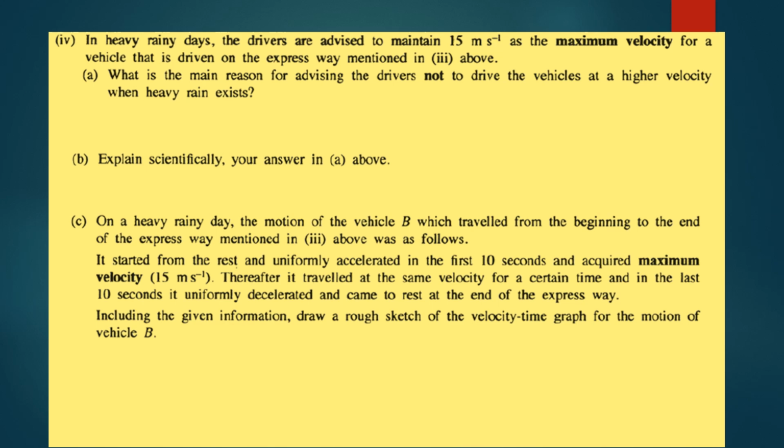Part 4. In heavy rain days, the drivers are advised to maintain 15 meters per second as the maximum velocity for a vehicle that is driven on the expressway mentioned in 3 above. A. What is the main reason for advising the drivers not to drive the vehicles at a higher velocity when heavy rain exists? To prevent accidents or to prevent slipping. You can earn 1 mark.